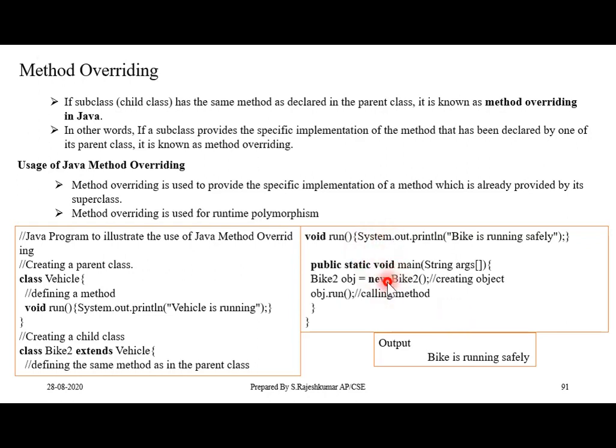When you want to call your superclass method, you use the super keyword, dot, the member function. When you call it like that, you will get the execution of the "Vehicle is running" statement. So this is called method overriding.